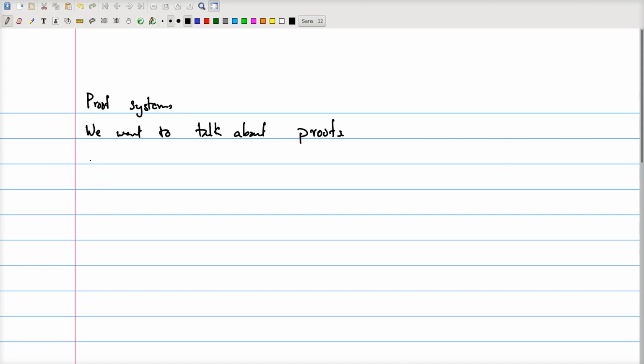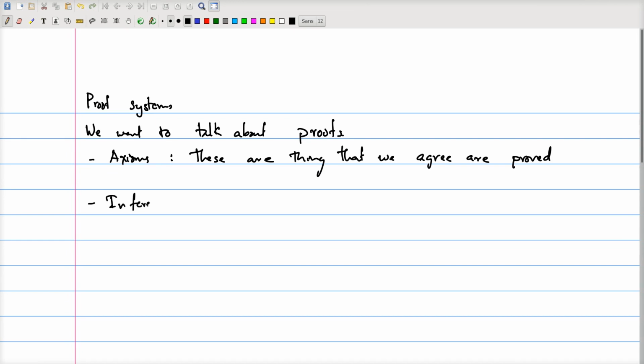A proof system consists of two things. One is axioms. These are things that we agree are true or proved without proof, because the axioms are things that we consider as already proved. And inference rules.